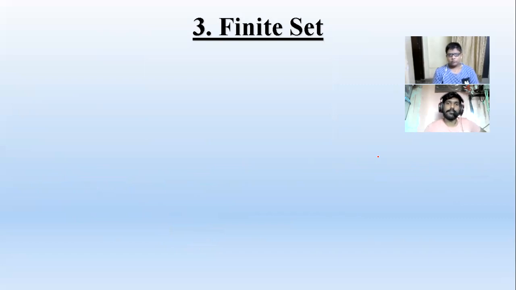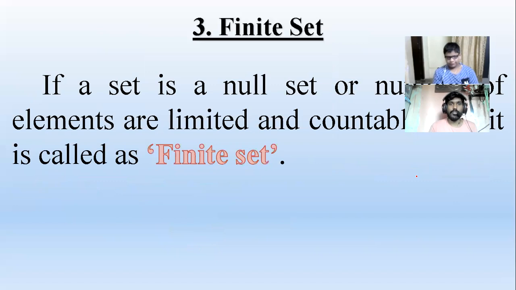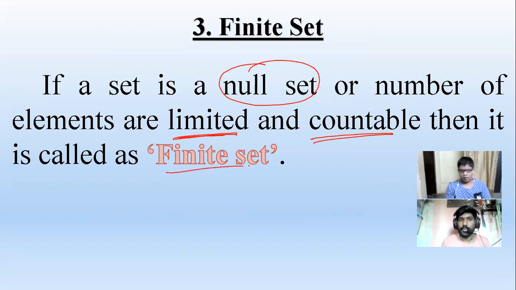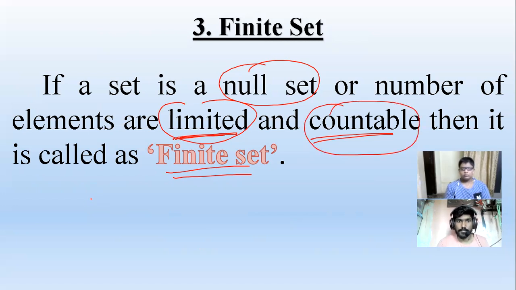What does finite mean? Limited, correct. That means it will get over at some time. It will finish at some time. So if it is a null set or the number of elements are limited and countable, okay, countable means it is possible for you to count, then it is called a finite set. So the set is limited and countable. That means you can count it.